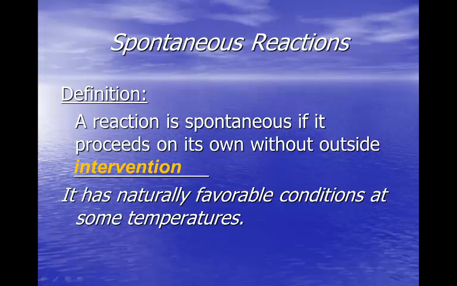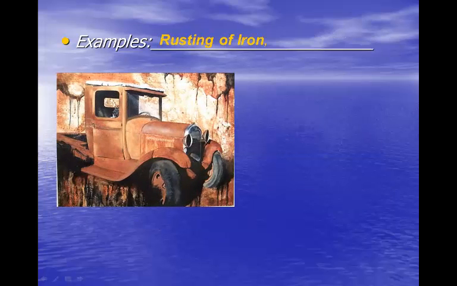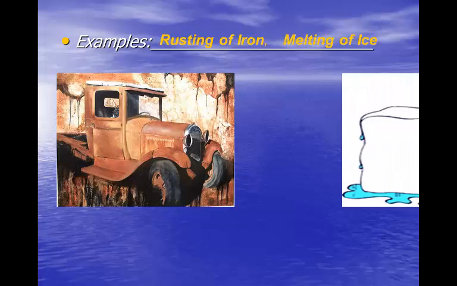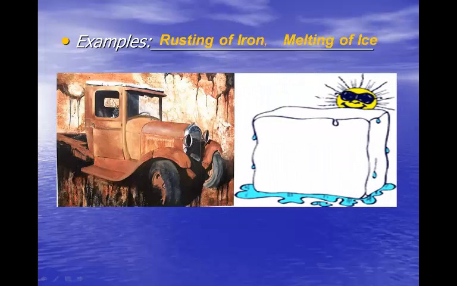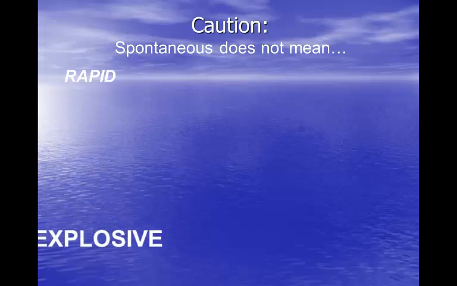It has naturally favorable conditions at some temperatures. So spontaneous doesn't mean, well, let me give you two examples. This is going to rust spontaneously, and this is going to melt spontaneously. But it actually does depend on temperature for both of them. This is only going to melt if it's over 0 degrees Celsius, but that will be spontaneous at that temperature. And this happens at a certain temperature too, but it's spontaneous. We don't have to do anything to do it. We don't have to intervene.